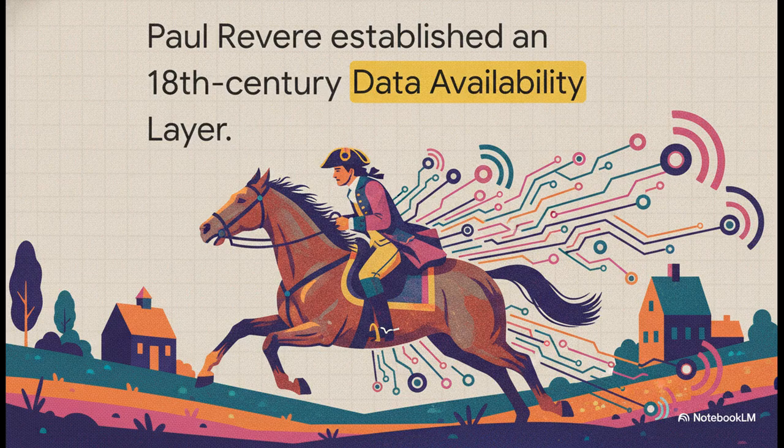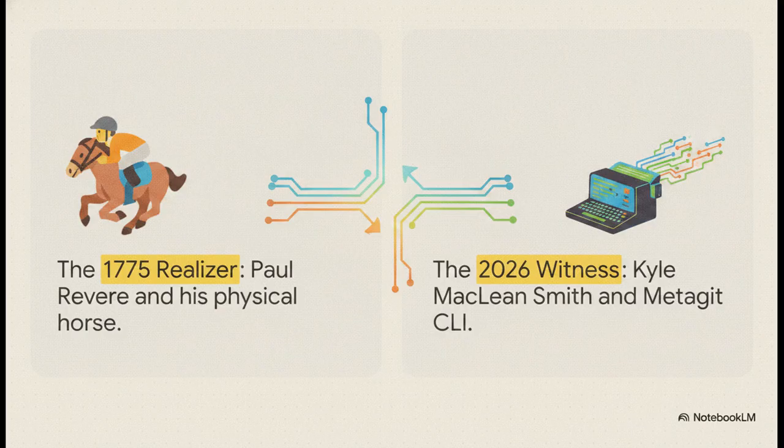And this sets up just a perfect parallel narrative, synchronizing that physical 1775 ride with the digital execution of today. Think of it as a historical mirror. On one side, our 1775 realizer, Paul Revere and his physical horse, and on the other, our 2026 modern witness, sovereign author Kyle McLean Smith, also known by his alias, Best Ape, utilizing the sovereign-mediated CLI. The historical action is just perfectly mirrored by modern technological execution.